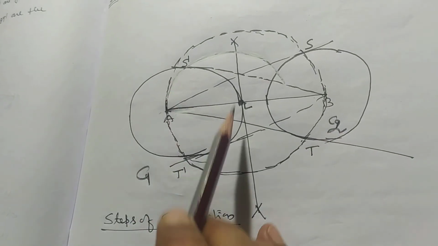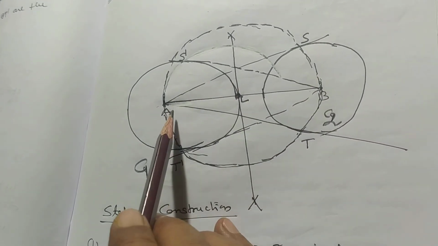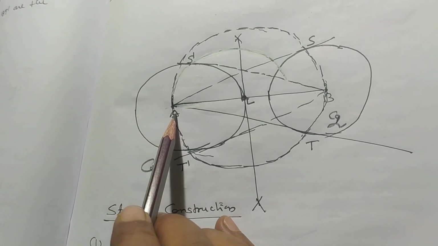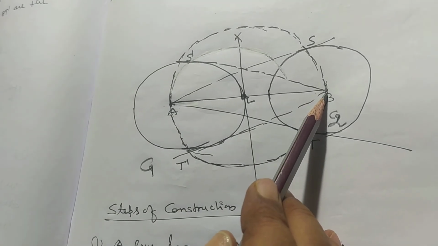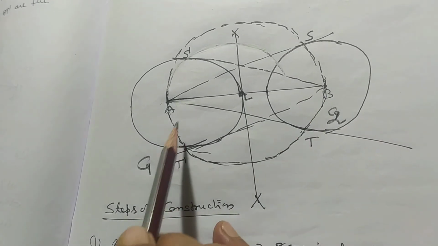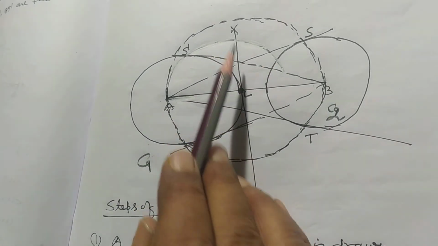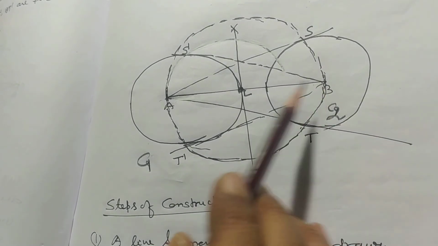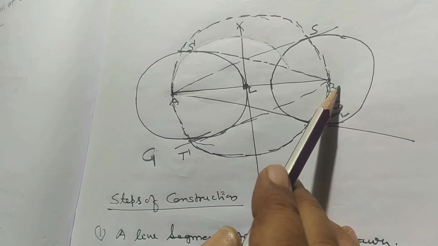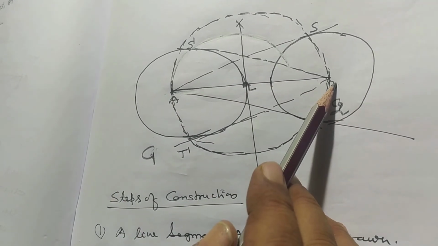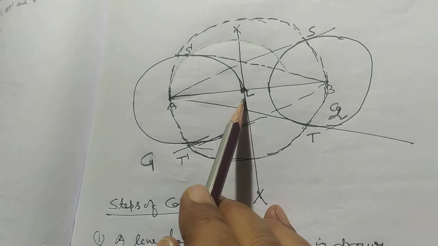Taking A as center we draw a circle, and taking B as center we draw a circle. At point A we draw a circle having radius 4 centimeter, and at the point B we draw a circle having radius 3 centimeter. So C1 and C2 are two circles. Now we join AB and draw the perpendicular bisector of AB. The length between A and B is 8 centimeter. Of course, the perpendicular bisector touches the circumference of the circle C1.